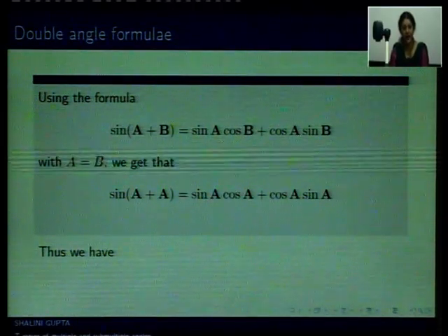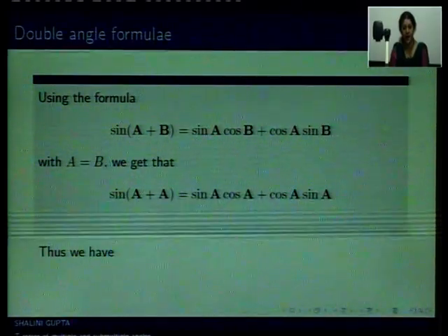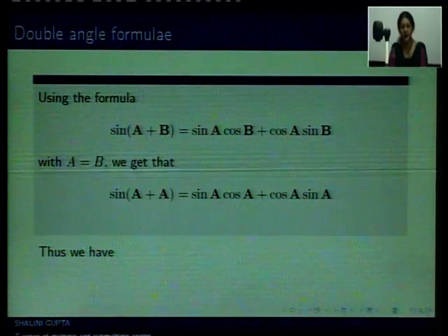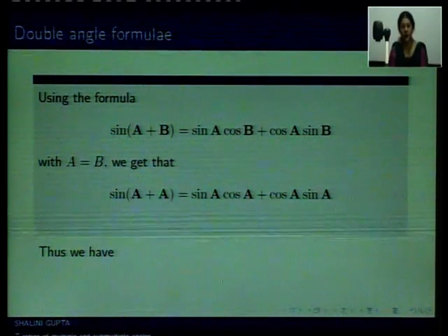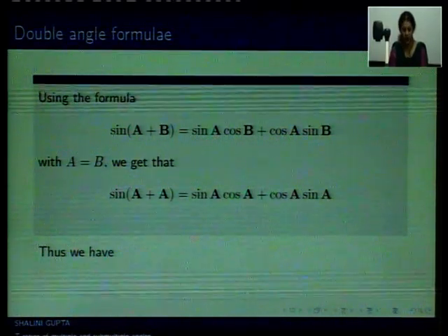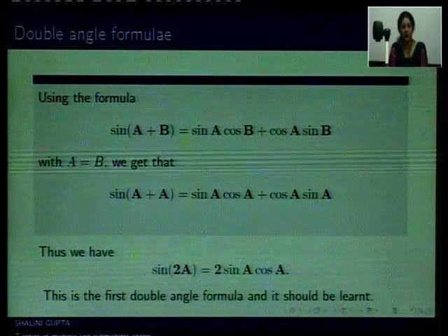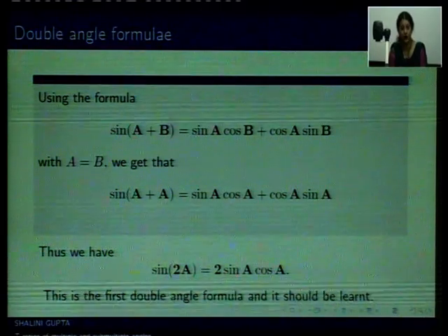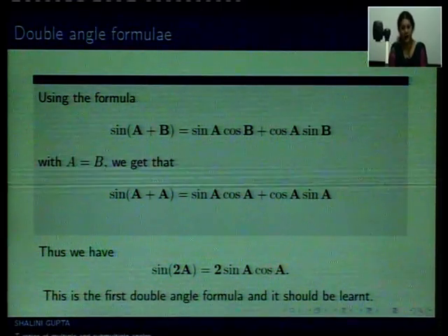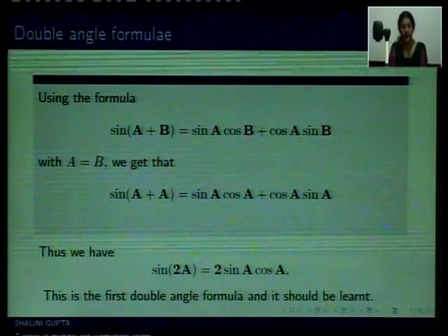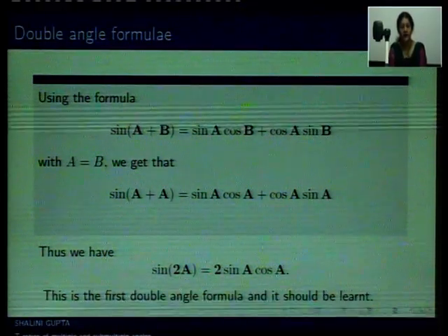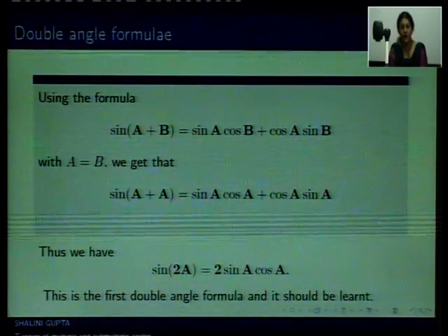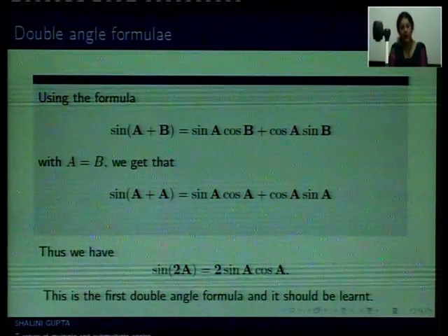So a plus a becomes 2a, and here you can see that sine a cos a plus cos a sine a will become 2 times sine a cos a. Thus we get our first multiple angle formula as sine 2a, which is equal to 2 sine a cos a. Here the angle is 2 times a, so this is called the double angle formula. So sine of 2a is 2 sine a cos a.